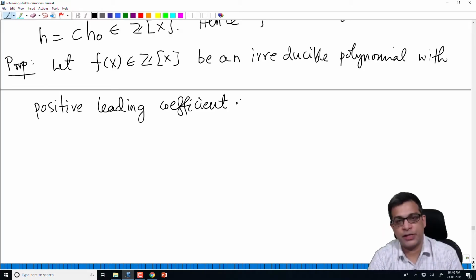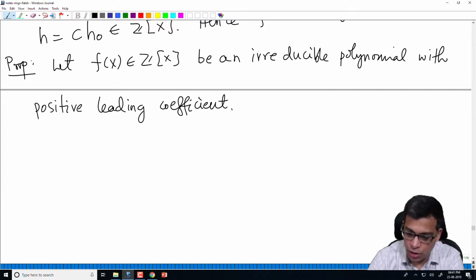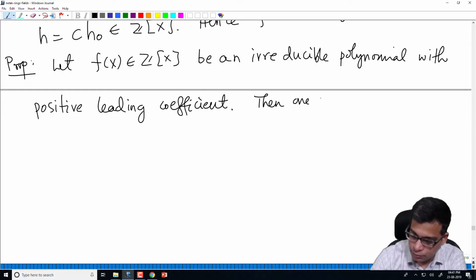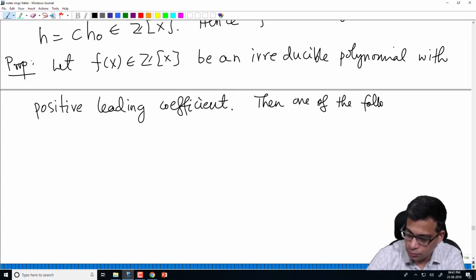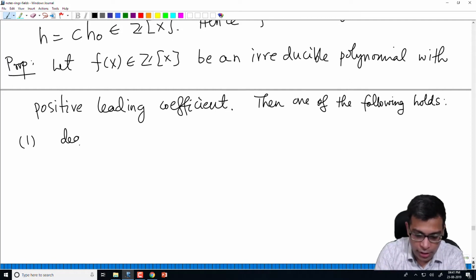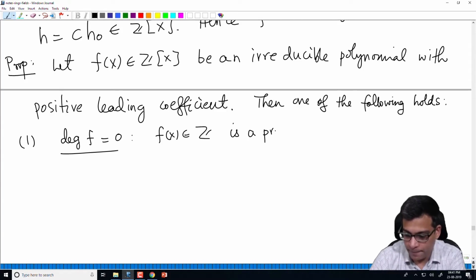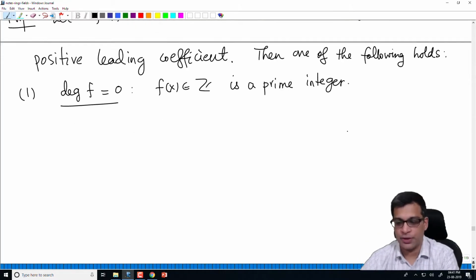It is irreducible in Zx means what? When you write f as a product of two other polynomials, one of them must be a unit, because irreducible means it has no proper factorization. So suppose also that it has positive leading coefficient, then one of the following holds. One is degree of f is 0. This is possible, in which case f(x), which is actually in Z now, is a prime integer. So one possibility is it is a constant polynomial, in which case it must be a prime number.